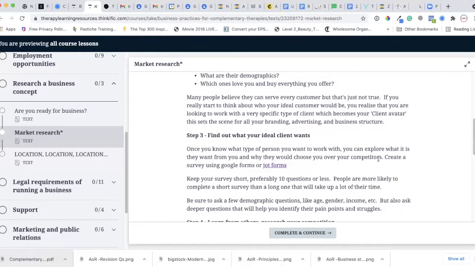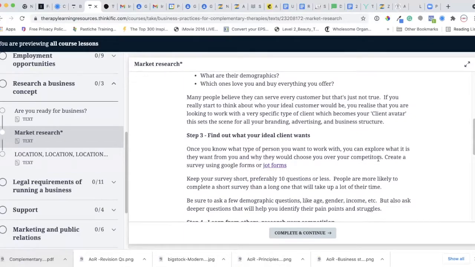So it's not a case of my ideal client wants reflexology, because very few people wake up in the morning, apart from me, and go, oh, I really could do with a reflexology treatment. Most of your clients will say something like, oh, God, I really didn't sleep very well last night. I wish I could sleep better. That's their problem. What do they want? They want to be able to sleep better.